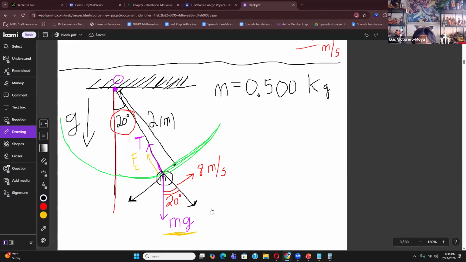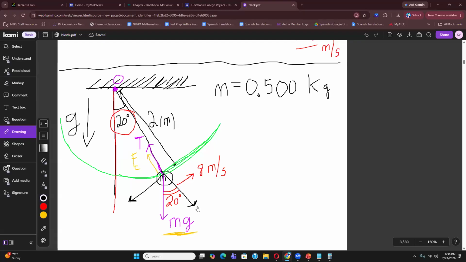Wait, I'm confused. Which one's the radial and which one's the tangent? This is the radial component. It should be like a line here. You see the tension is here, the centripetal force, and then you have the weight component here on the same line. That's the radial and that's the tangential component. Okay.